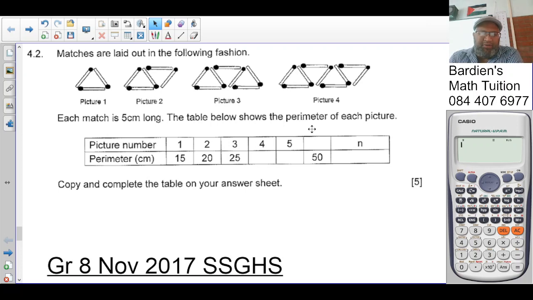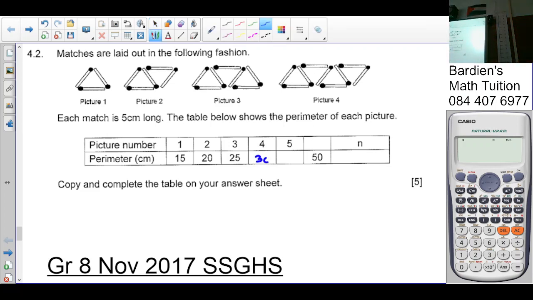So you start off at 10, then 15, 20, 25. So the next one is going to be 30. The next one is going to be 35. So how do I move from one to the next? You're adding 5 all the time. So of course this is going to be 5n plus or minus something. 5 times 1 is 5. But I'm ending off with 10.